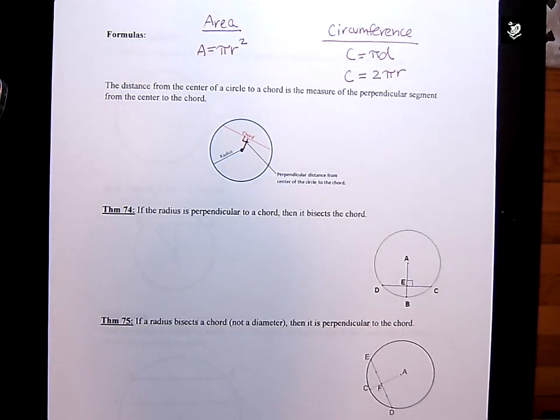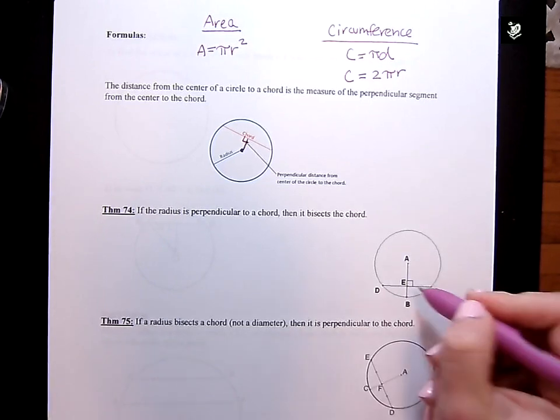So at the end of 10.1, there are 3 theorems. Now, we're not going to do proofs with these theorems, but we are going to do some algebraic work with them. So the first one is Theorem 74. If the radius is perpendicular to a chord, then it bisects the chord.